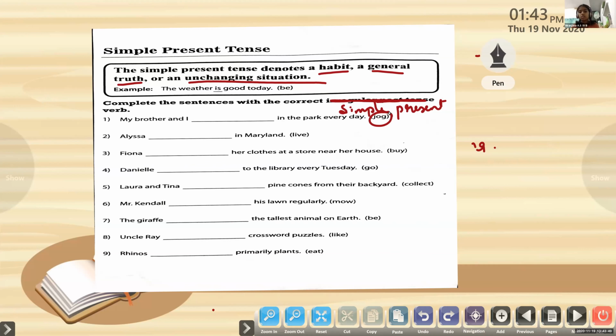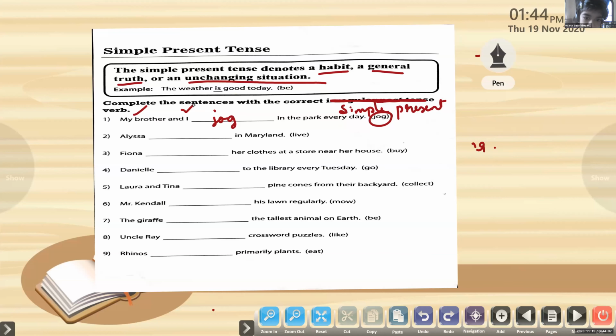Jog. Why do you say it's jog? Because the subject is plural. Two people are there. Okay.